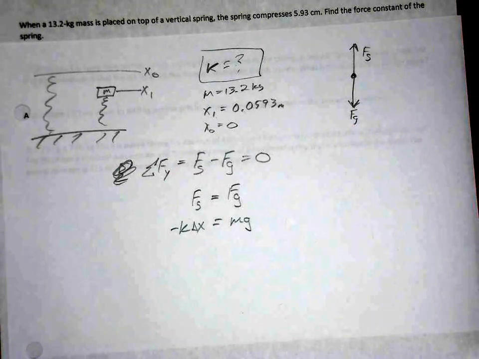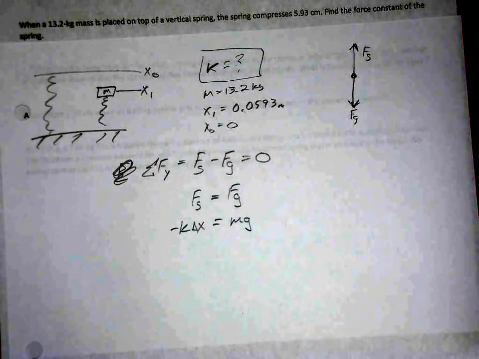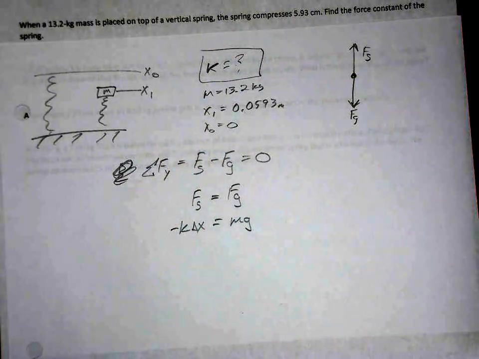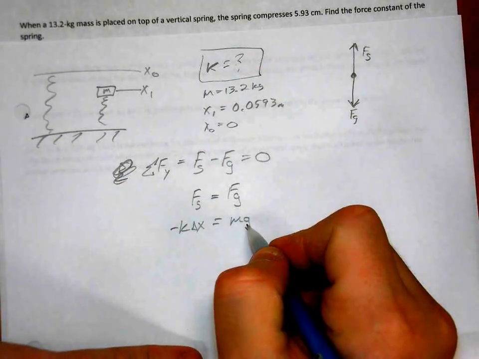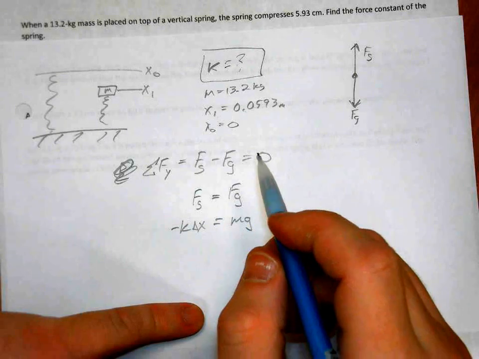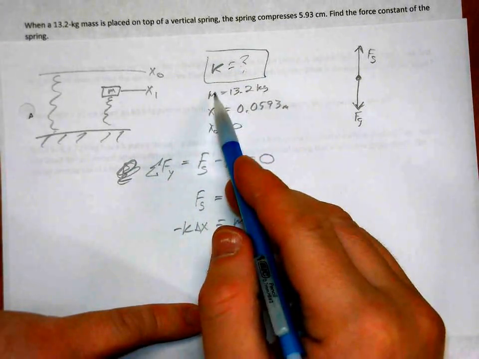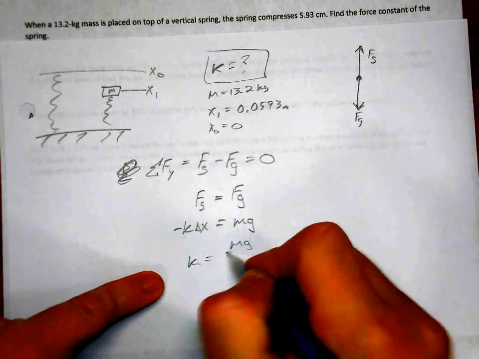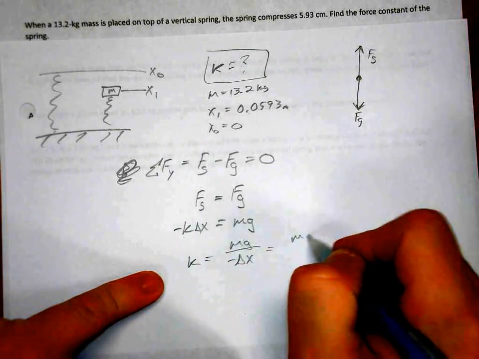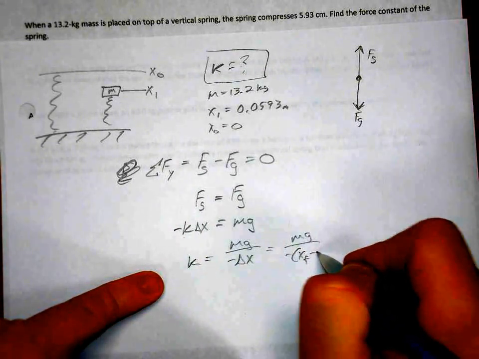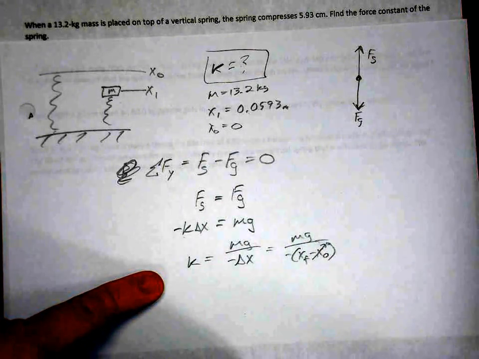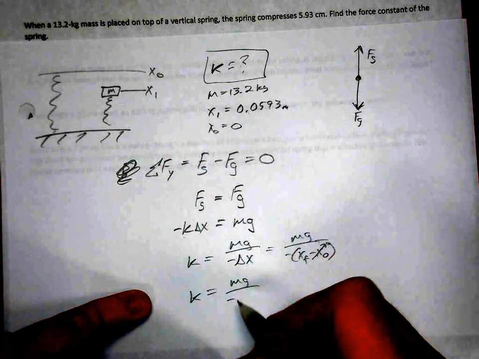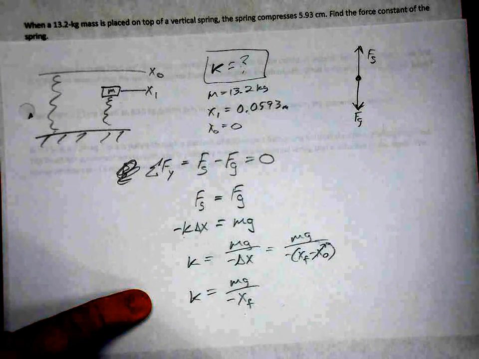Unless I tell you otherwise, you're on the Earth's surface, so you can just use m times g. You will be told if you're not on the Earth's surface or if you need to bust out Newton's universal law of gravitation. But right now, we can just use mg. And we have to use mg because we're given the mass, not the weight. We're after k, so k equals mg over negative delta x, or mg over negative x final minus x initial. We know x initial is 0, so k equals mg over negative x final.